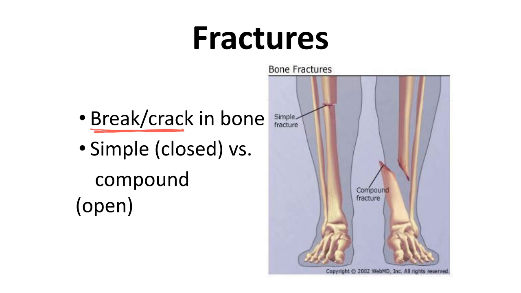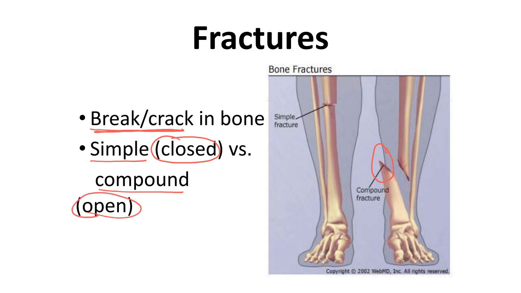Your two basic classifications of a fracture are simple or compound. As you can see in the picture here, they're both fully broken. Your difference is the skin. A simple fracture is also called a closed fracture, where a compound fracture is also called an open fracture.